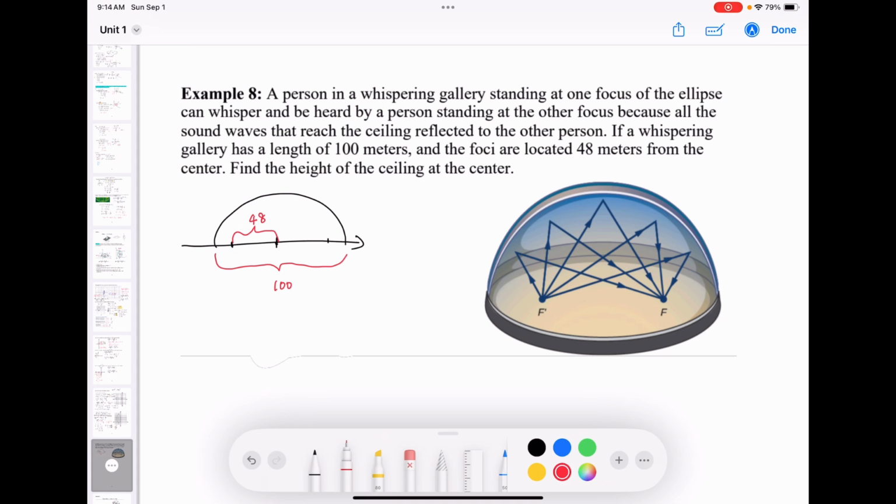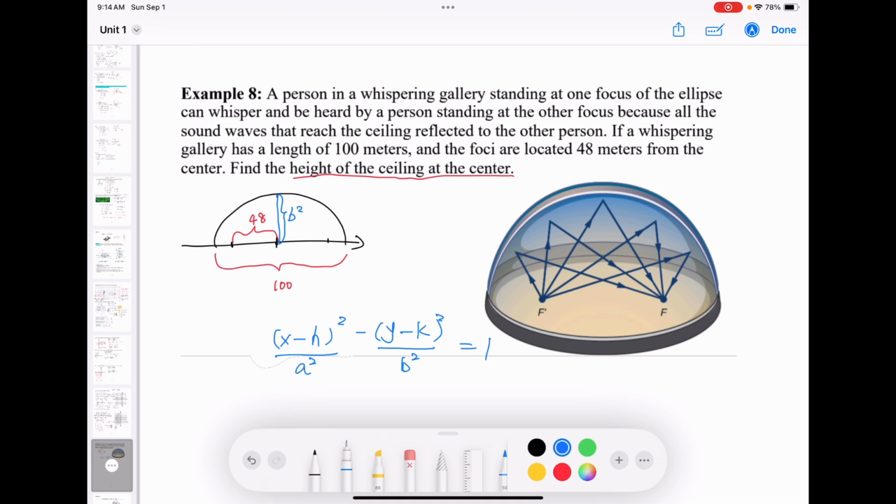What I need to find is the height of the ceiling at the center. Okay, do we need to list the equation of the ellipse? For example, the major axis is parallel to the x-axis. We can say (x minus h) squared over a squared plus (y minus k) squared over b squared, and the other side of the equation is 1. Do we need to find this equation? No, we don't. We just want to find what is b.